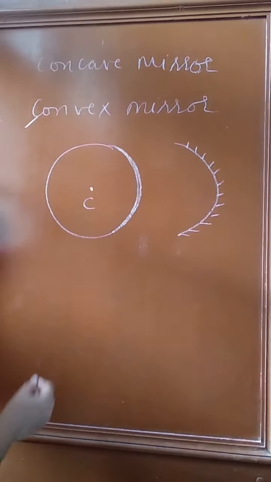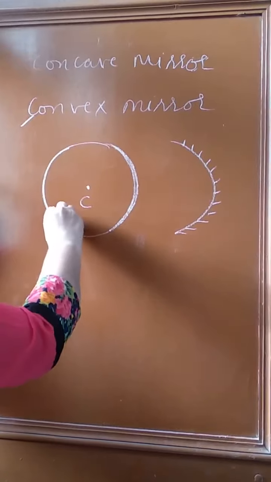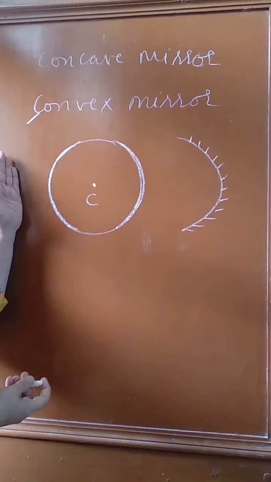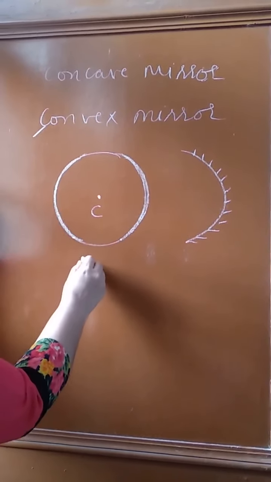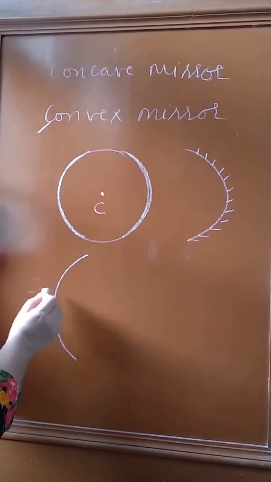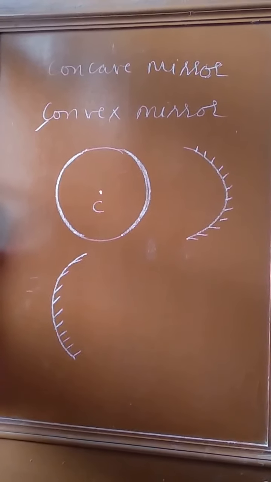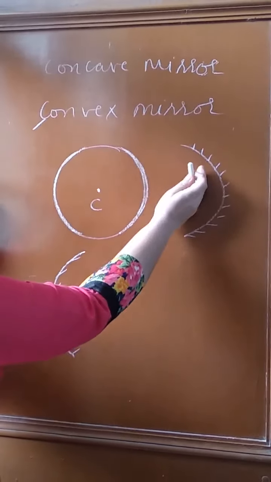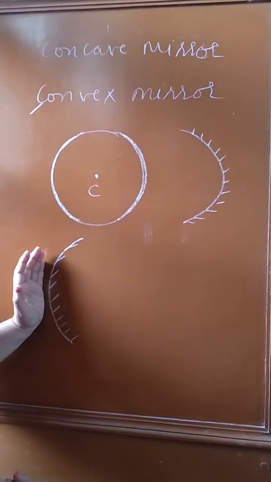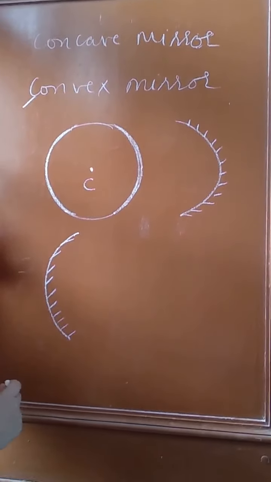Now, what is a convex mirror? A convex mirror is the part of this sphere whose outer side is reflecting and inner side is polished. This one, whose inner side is reflecting and outer side is polished, is the concave mirror, and this one, whose outer side is reflecting and inner side is polished, is the convex mirror.